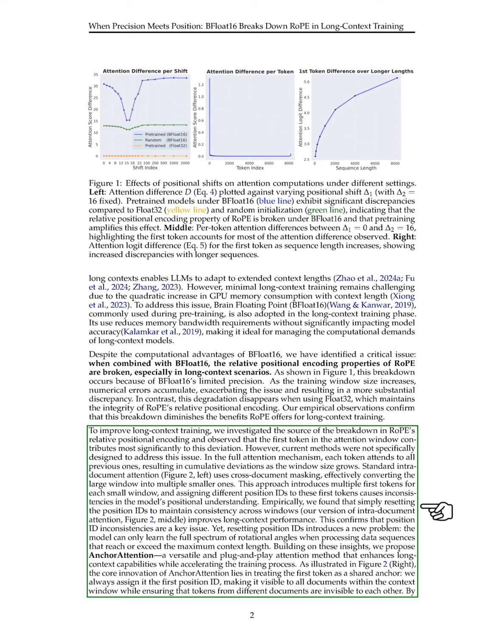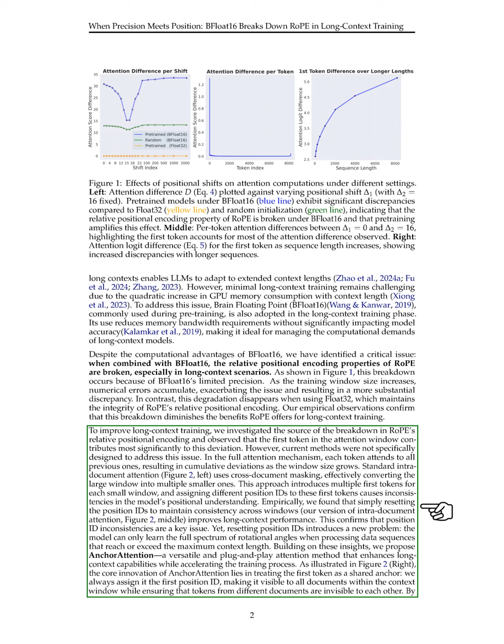In the full attention mechanism, each token attends to all previous tokens, which leads to increasing deviations as the window size grows. Standard intra-document attention uses cross-document masking, breaking the large window into smaller ones, but this creates inconsistencies in positional understanding due to different position IDs assigned to the first tokens of each small window. We found that resetting position IDs to ensure consistency across windows improves long context performance, confirming that inconsistencies are a key problem. However, this approach also limits the model's ability to learn the full range of rotational angles unless the data sequences reach the maximum context length.